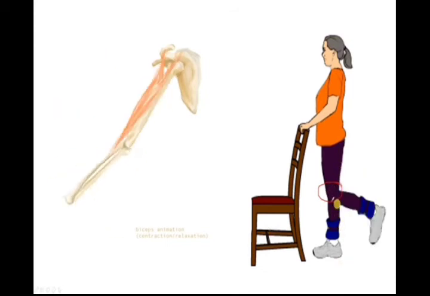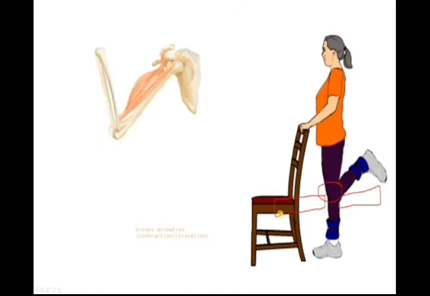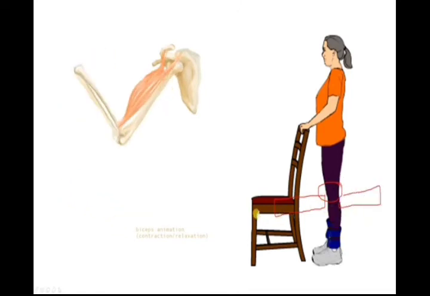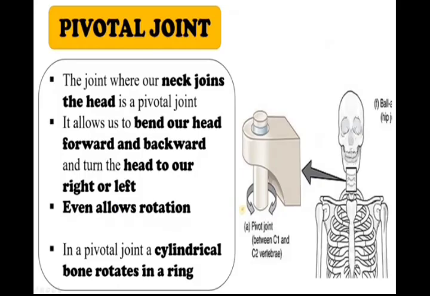Only one direction because of the hinge joint that is present over there. Okay, because of the hinge joint only one direction. This direction is not possible in the case of knee. So one direction movement is possible because of the hinge joint.